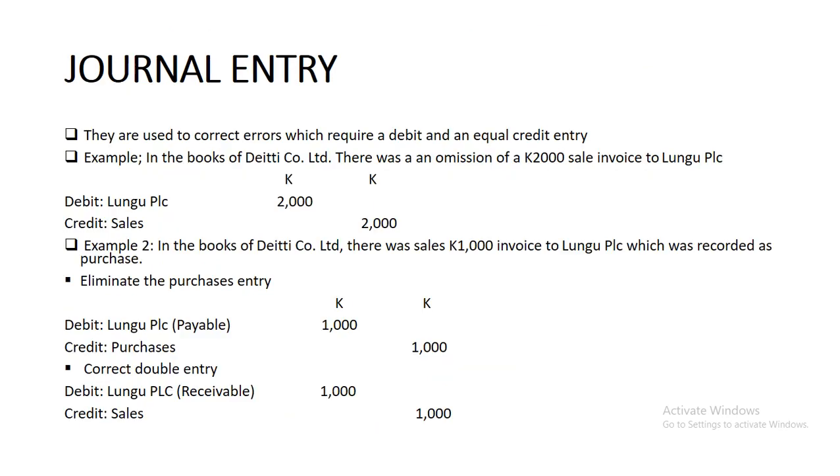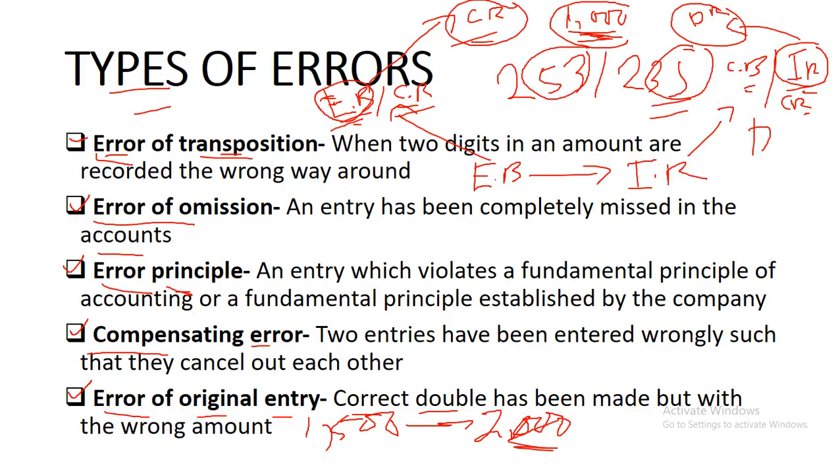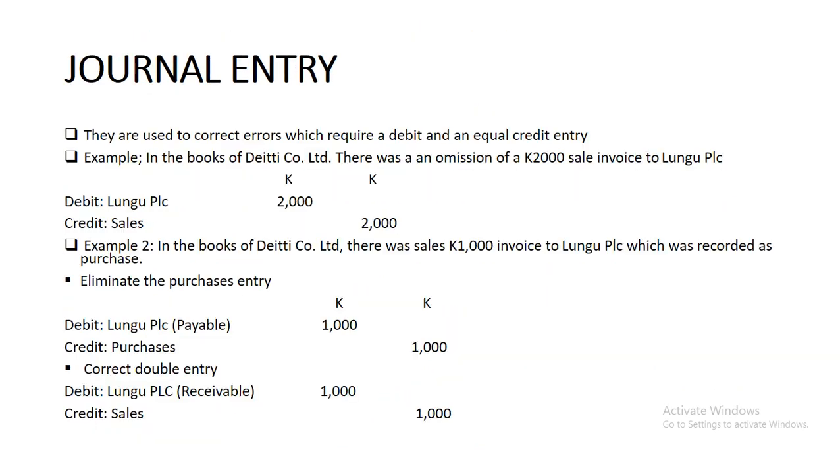Then there are also what we call journal entries. Journal entries are usually used to correct errors which require a debit or an equal credit entry. So maybe there's an error, and then you want to correct that error. What we use are journal entries. These journal entries are used to correct the errors which we have identified using these types of errors: error of transposition, error of omission, error of principle, compensating error, error of original entry. So now if we have those errors, how do we correct them?